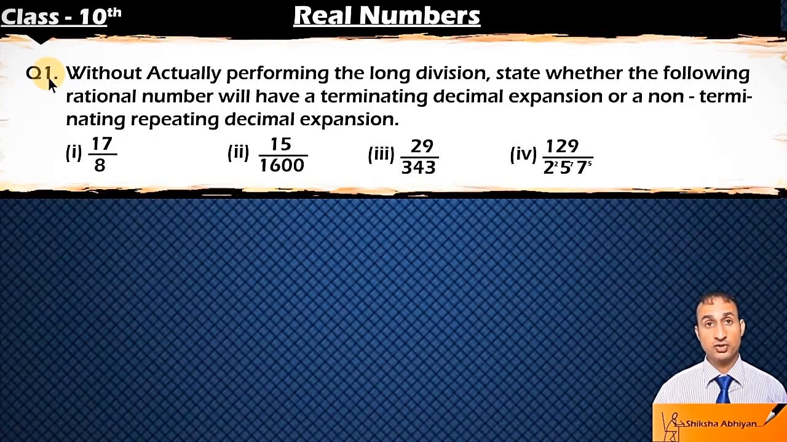Students, see the first question of the exercise. Without actually performing the long division, state whether the following rational number will have a terminating decimal expansion or non-terminating repeating decimal expansion. Students, here we do not have to divide; rather, without division we have to tell whether the decimal expansion of these numbers will be terminating or non-terminating repeating.